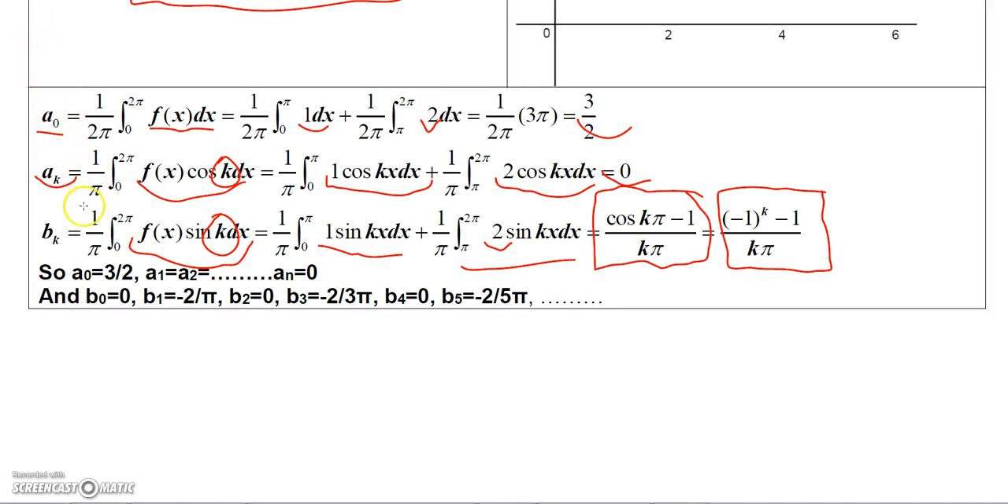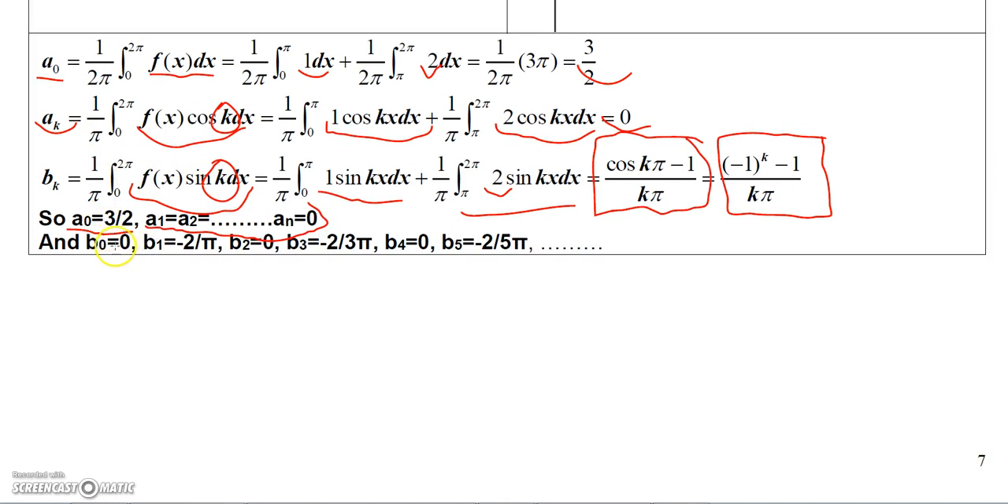So now we know that a naught is 3/2. We know that all the other a values are 0. And then we know our b values, because we can plug in values for k. If k is 0, we get just 1 minus 1, which gives us 0. But if k is 1, we're going to get minus 2 over pi.